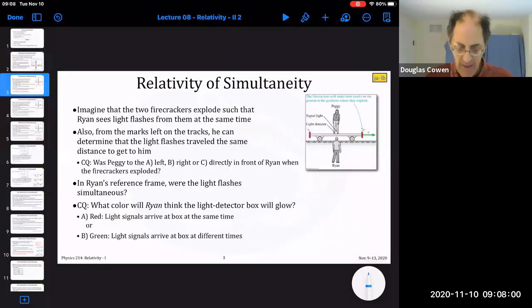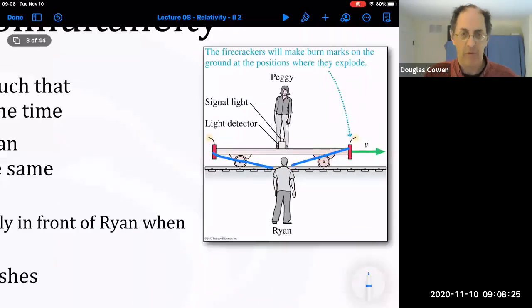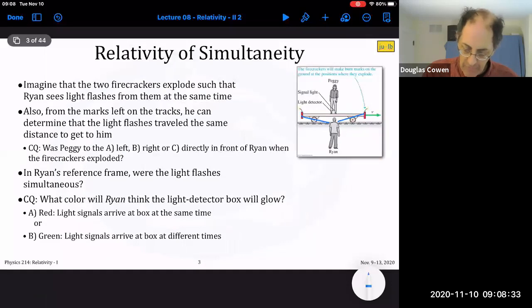So that's the setup. And now let's imagine that these two firecrackers explode such that Ryan sees the light flashes from them at the same time. So the light from each of these firecrackers goes to Ryan, and maybe I should draw them going to his eye. So this one goes to his eye over here, and this one over there. So the light from the two firecrackers comes to Ryan, as shown. And he can also tell that there are marks on the tracks. And when he goes to measure them, he sees that they are both the same distance from where he was sitting. Call that distance L. So he can determine that the light flashes travel the same distance to get to him. And he saw the light flashes from them at the same time.